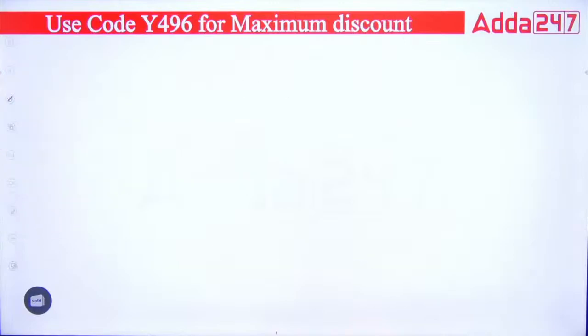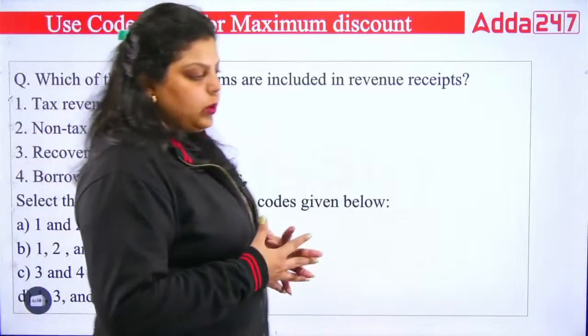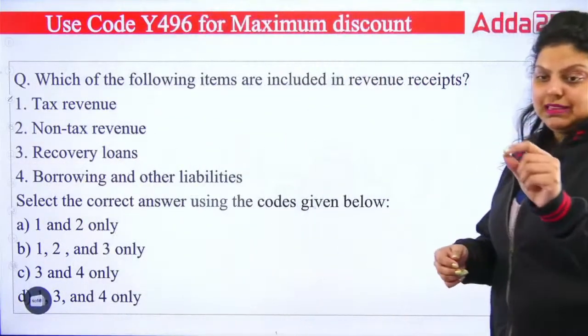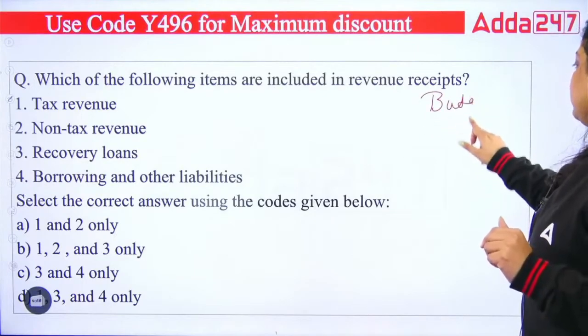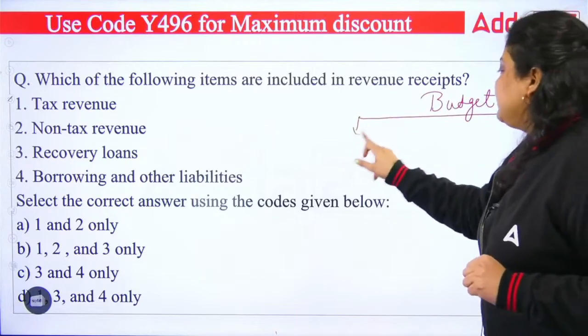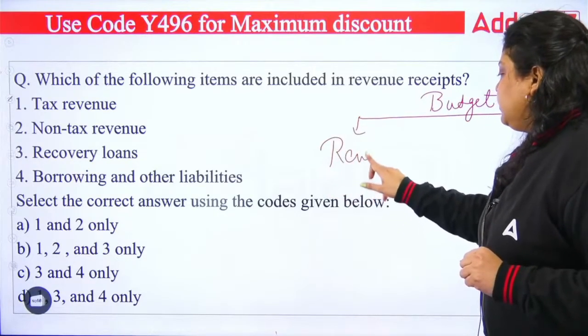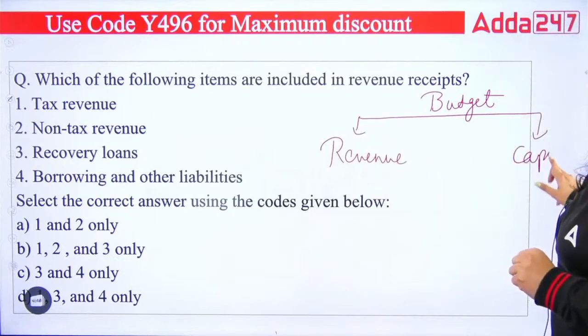That is finance ministry. Next question we have, which of the following items are included in revenue receipts? So when we talk about revenue receipts, before going through the revenue receipts, let's understand the basics here. The budget has 2 components. The first component of budget is revenue budget and the second component of budget is capital budget.